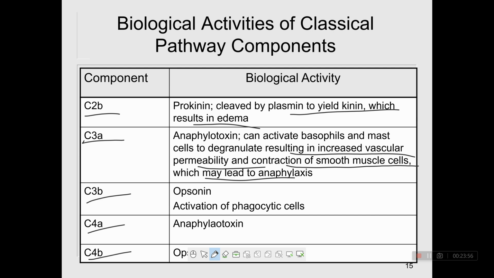C3b helps in opsonization and activation of phagocytic cells. C4a is an anaphylatoxin, and C4b helps in the opsonization process. Okay.